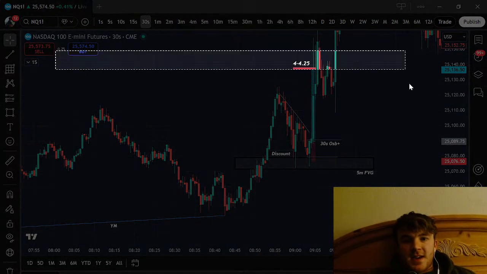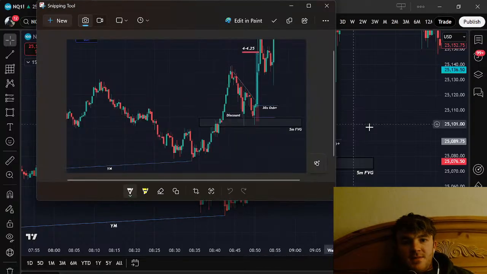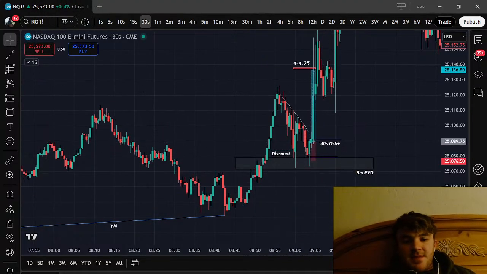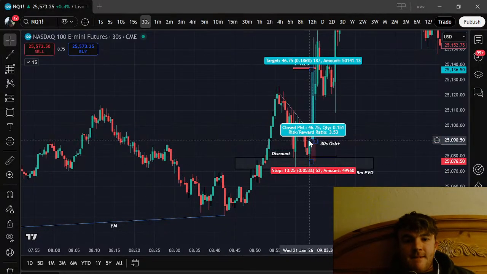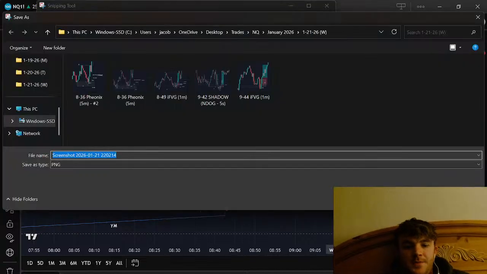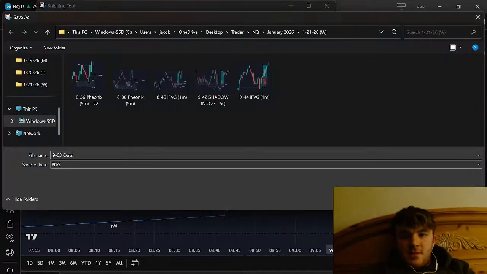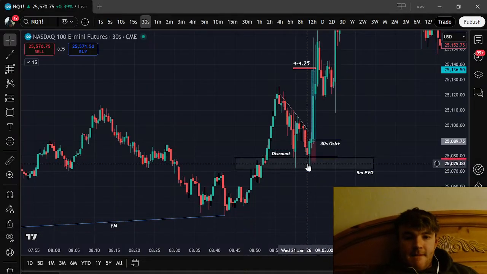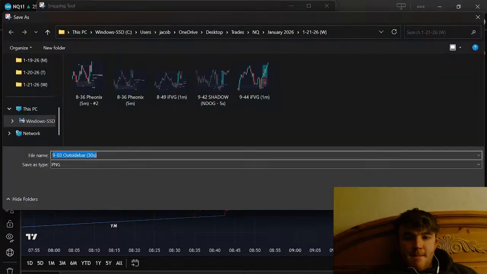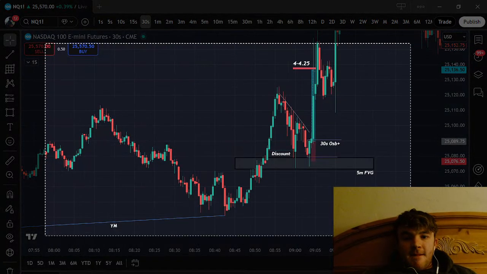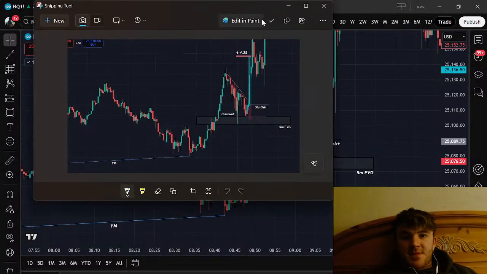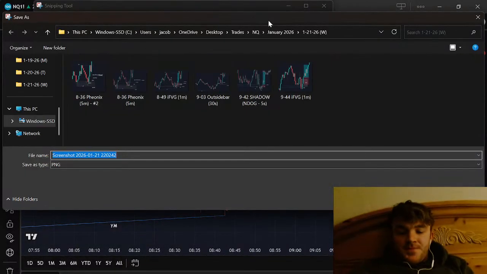I noticed this live. I noticed it over here, not when it happened, because I was still setting everything up. And I would consider this flow state as well, the same exact thing, because 5 minute gap, 30-second outside bar.